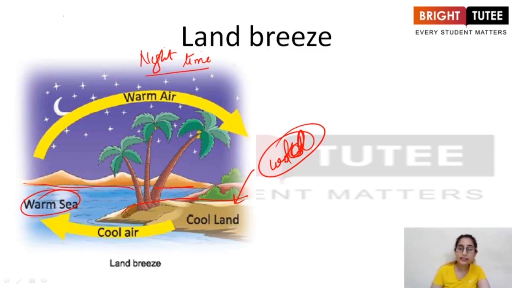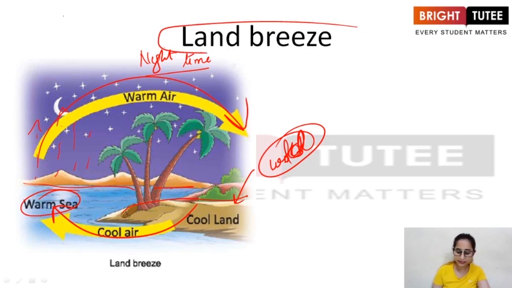So it is still warm and the air above the sea is rising upwards. Now to replace this air which has risen upwards, the air from land moves towards the sea during the night time. So it is just the opposite. Here the breeze that is coming, that is cool, is coming from the land.